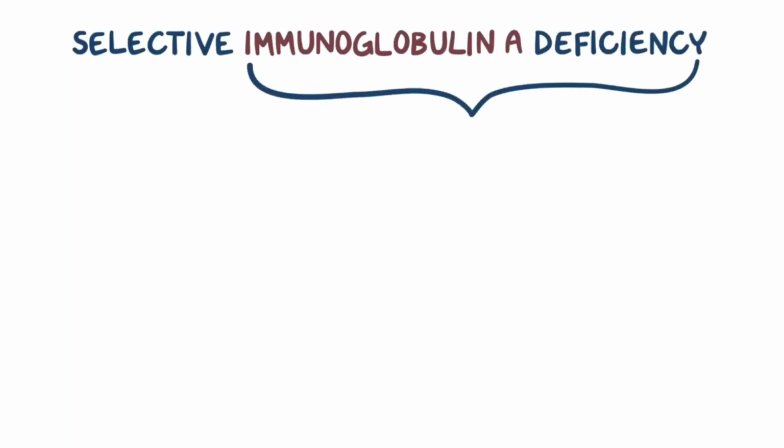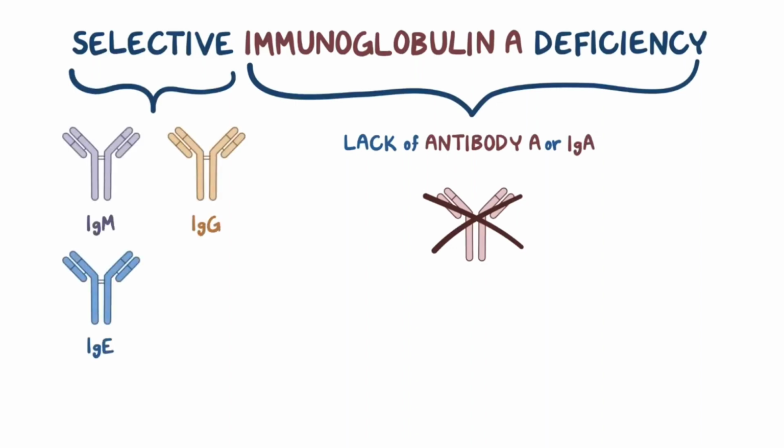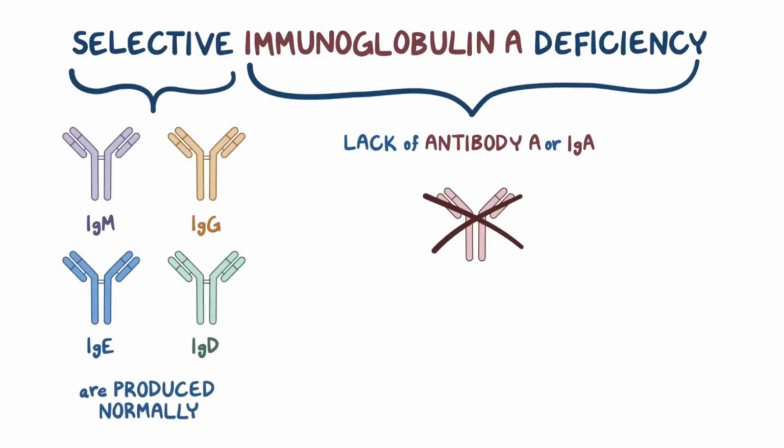Selective immunoglobulin A deficiency is a condition where there's a lack of immunoglobulin or antibody A, called IgA for short. It's called selective because all the other antibody classes, IgM, IgG, IgE, and IgD are produced normally. IgA is in charge of protecting the mucosal surfaces of the body against foreign invaders. So without it, there's a higher risk of mucosal infections.